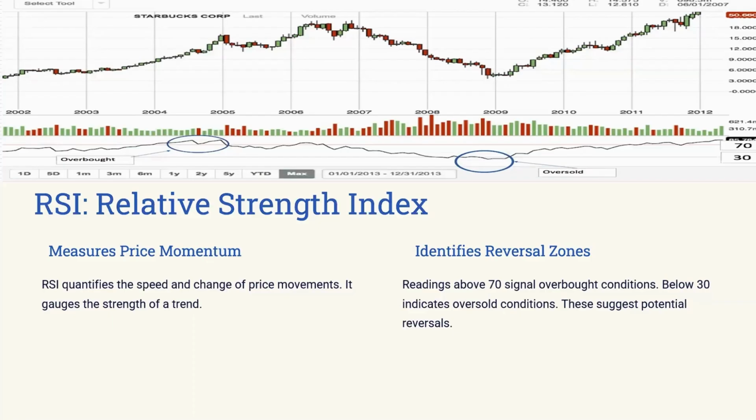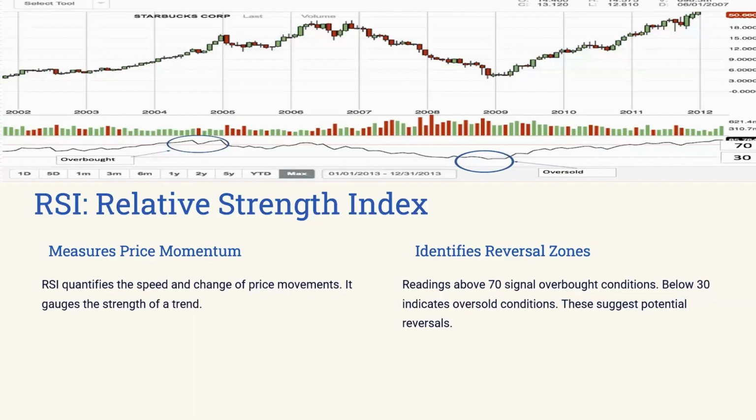And second, trend confirmation. Use RSI to confirm the direction of the trend established by other tools like moving averages, which I covered in the last sessions. In an uptrend, RSI typically stays above 50, and in a downtrend, it stays below 50. Avoid blind signals. Do not trade solely based on overbought or oversold signals, especially in strong trending markets where RSI can remain in extreme zones for extended periods. Always seek confirmation from price action or other indicators.